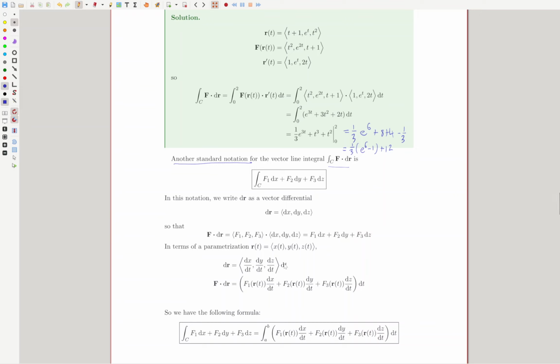Then you're taking a dot product with f, and then you insert the parameterization in order to get this quantity, and so that gives you this kind of way of thinking about this notation for a vector line integral.